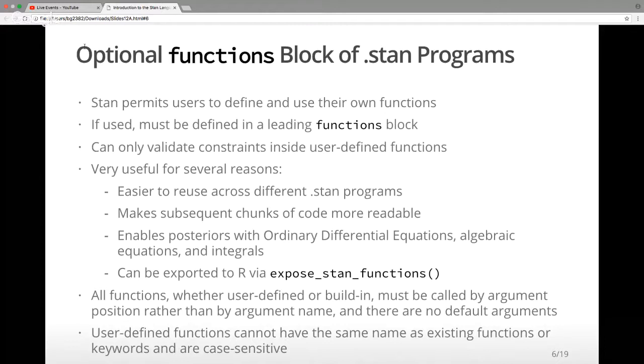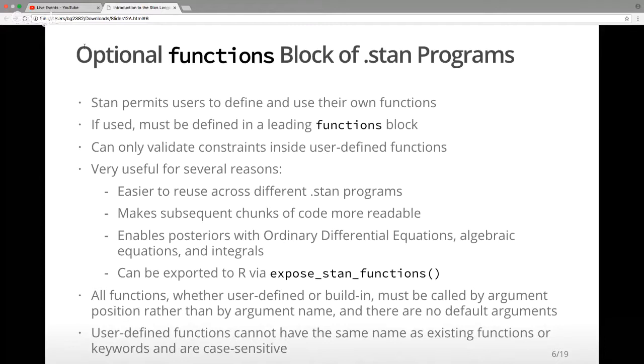All of these you have to first define in a user-defined Stan function that characterizes the system of equations or whatever you're trying to solve, in order to use that solution to the system of equations in a Stan program, and to be able to get the posterior distribution of the parameters that go into that. We've seen already they can be exported into R via the exposed Stan functions in the RStan package, which allows you to check that your functions are working correctly.